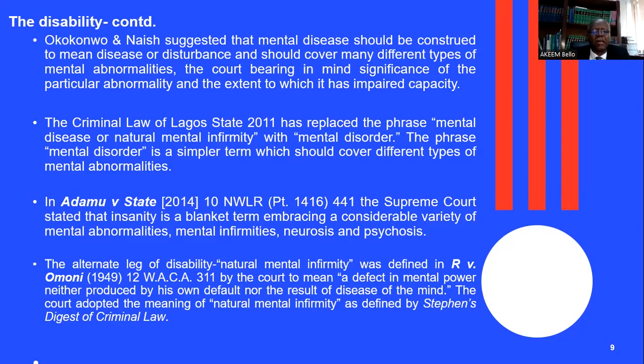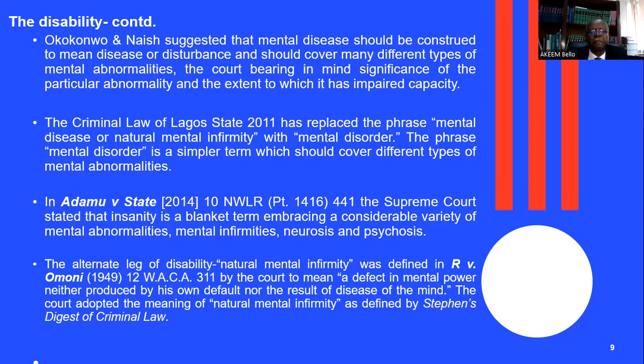Now, the alternate leg under the criminal code to mental disease is natural mental infirmity. And this was defined in R. v. Umoni, 1949, 12 WACA, page 311, by the court to mean a defect in mental power, a defect in mental power neither produced by his own default, nor the result of disease of the mind.